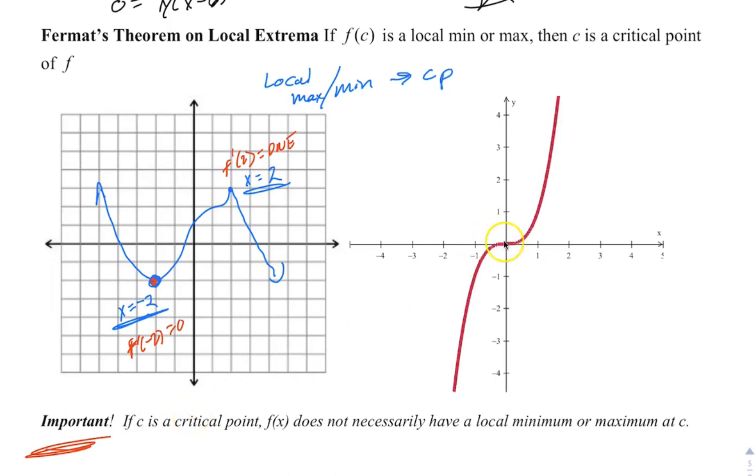I kind of mentioned this earlier. This guy right here is what's called a horizontal inflection. Some other words for it, but in general, it's horizontal inflection. That's also a critical point, but it is not a local max or min. So just because you have a critical point does not necessarily mean max or min. There's actually a little bit more ways to get critical points. So again, max or min implies critical points, not necessarily the other way around.